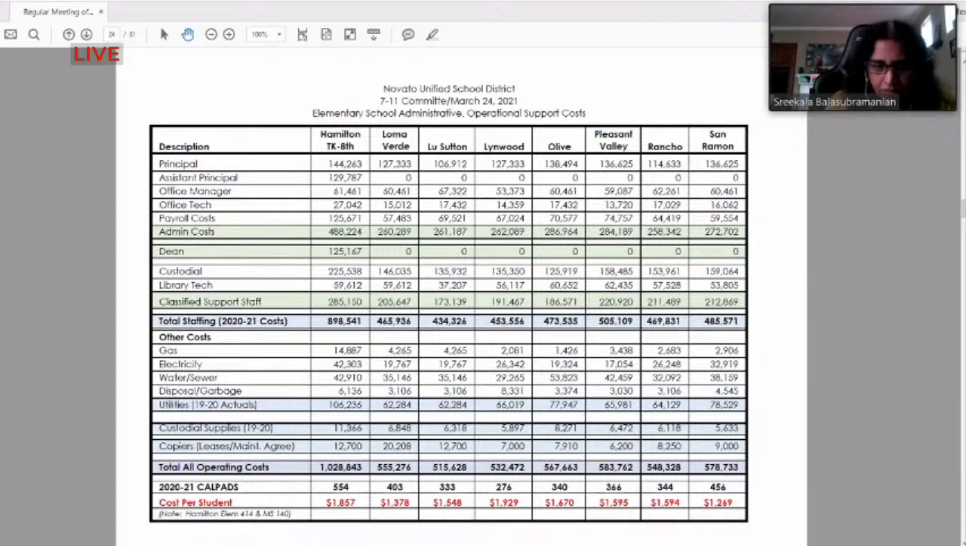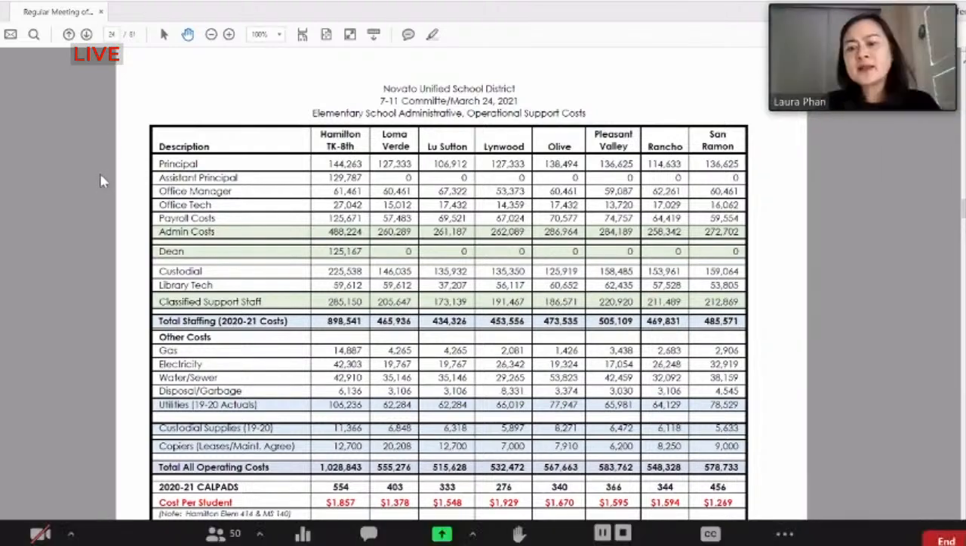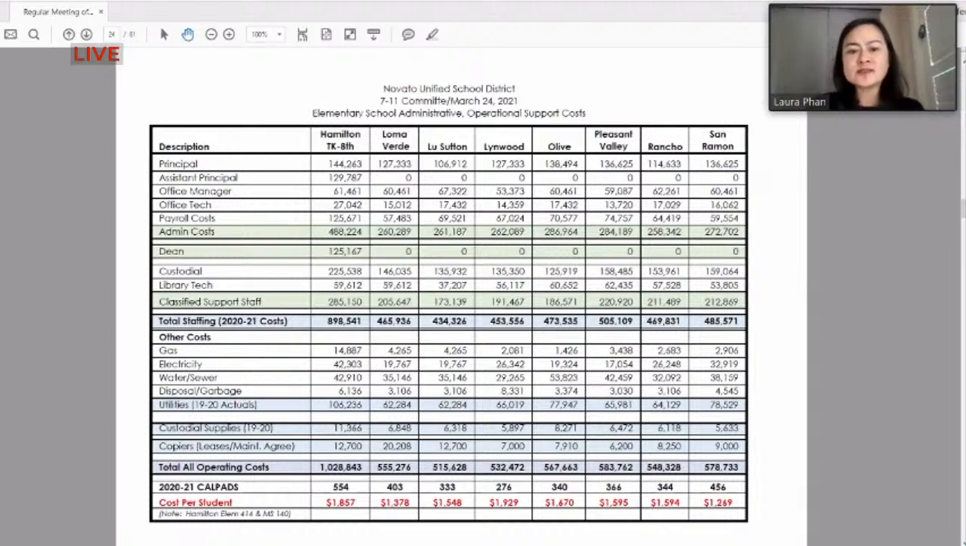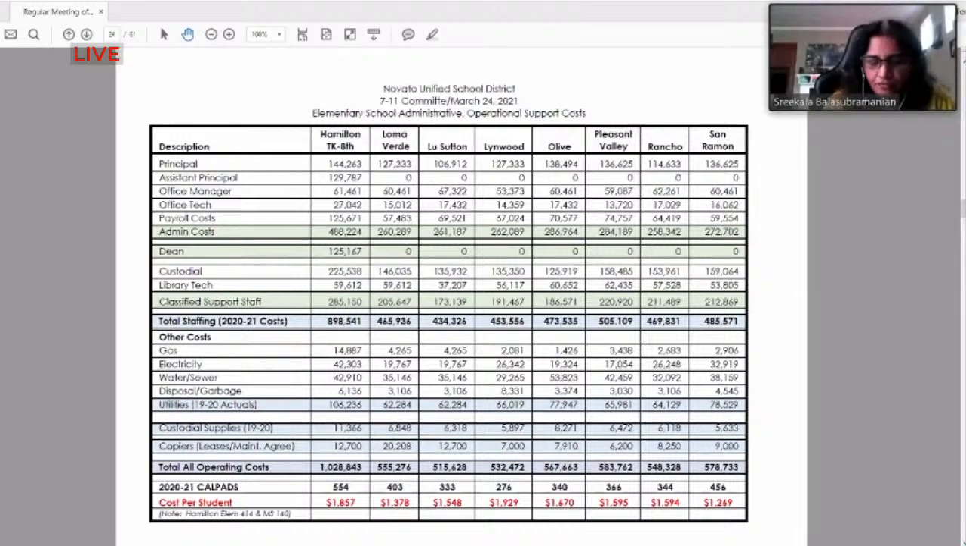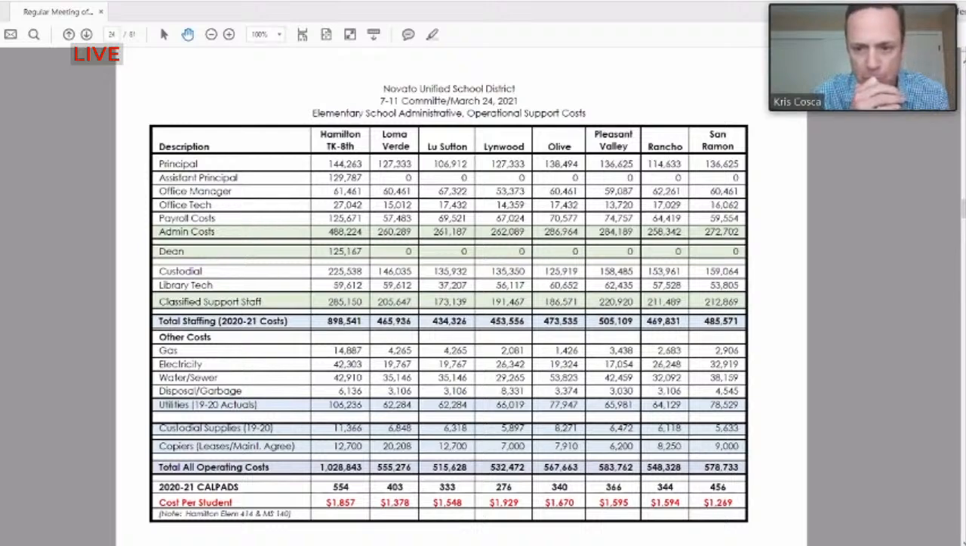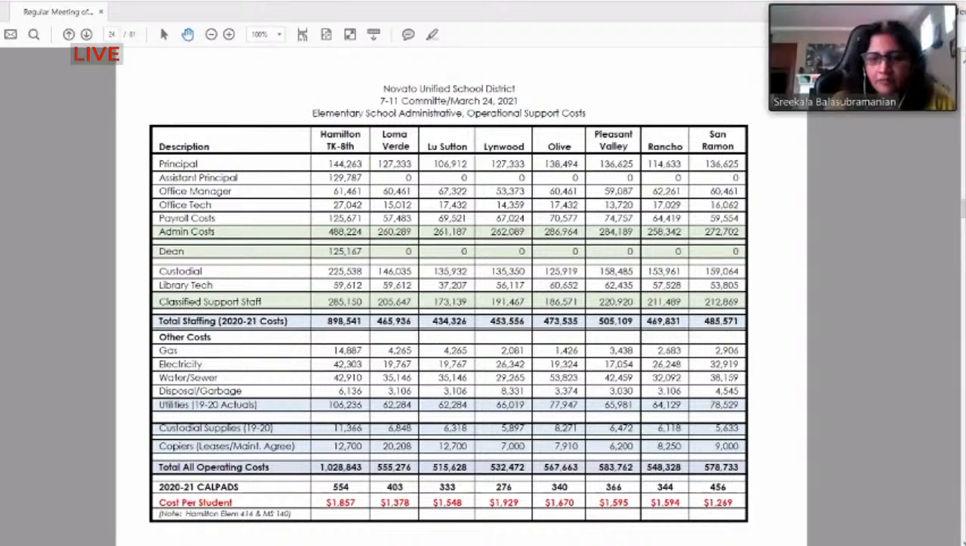And then, can you elaborate what CalPADS is? CalPADS is the California Longitudinal System, and that is the official system of how we report enrollment to the state. So that means the number of students that are enrolled at the school. So the 554 is for just the elementary? The K-8. Got it. Yeah, I think it would be best if that can be split between elementary and middle school.